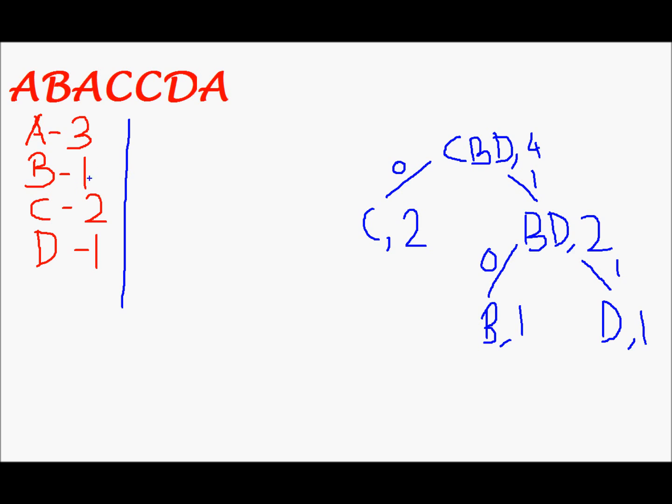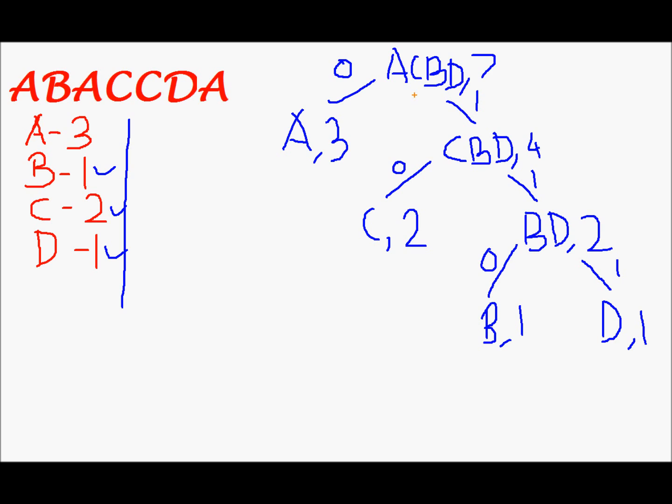So we are done with B, C and D. The only thing remaining is A, so we'll write A over here. A has a frequency of 3. We'll combine A and CBD and we'll form ACBD. ACBD has a frequency of 4 plus 3, and that is 7. We'll write 0 to the left of ACBD and we'll write 1 to the right of ACBD.